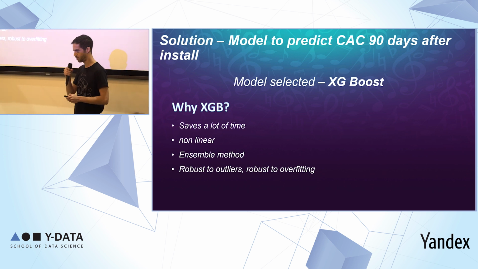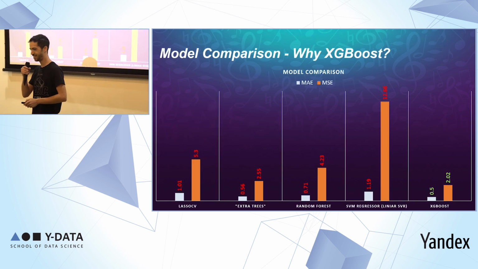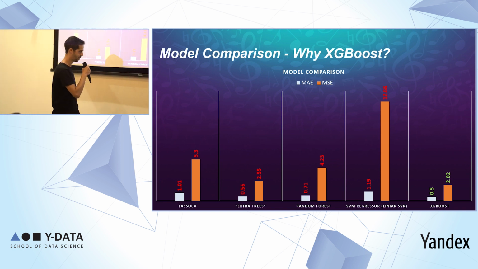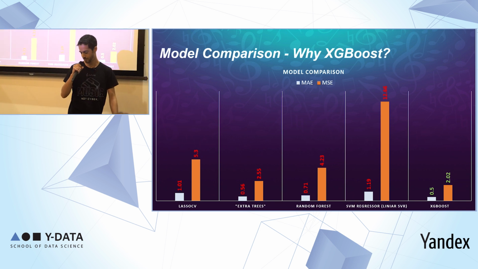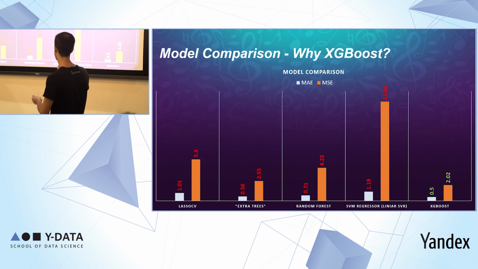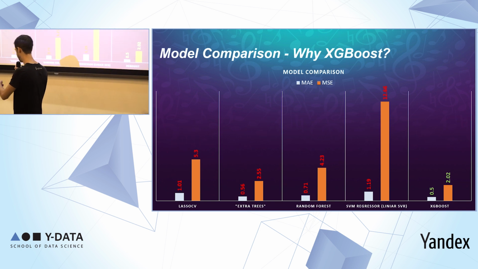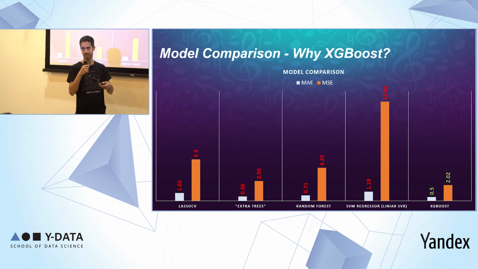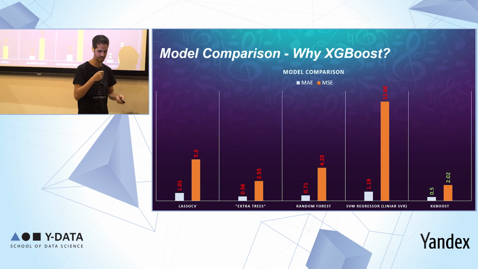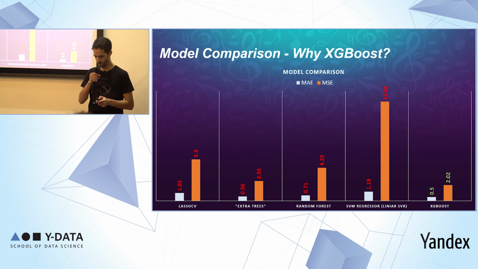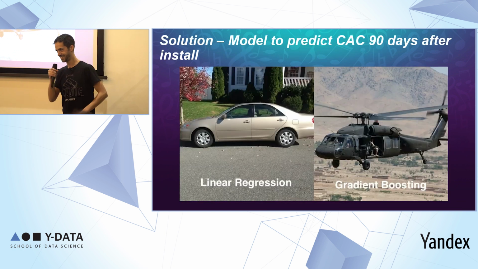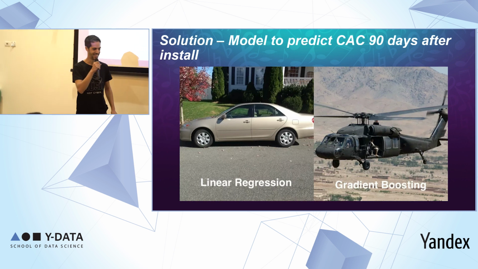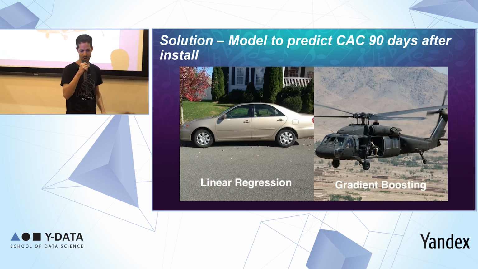And also, most important, it beat any other model I tested. As we can see here, the linear estimators performed the worst or didn't perform, and the ensemble tree-based models performed much better. The one that performed the best on many different iterations I made was XGBoost. So if linear regression is a Toyota Corolla, gradient boosting is a Black Hawk. It made me laugh way more than I should.